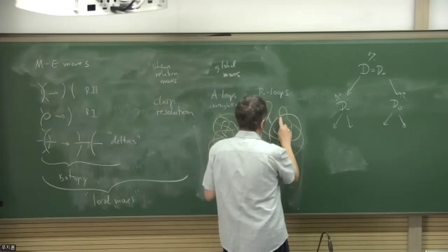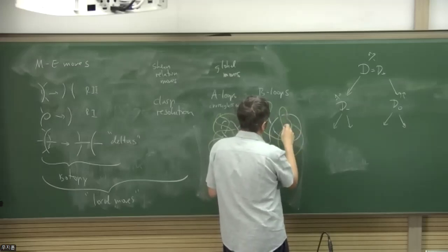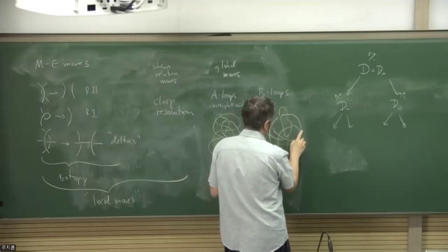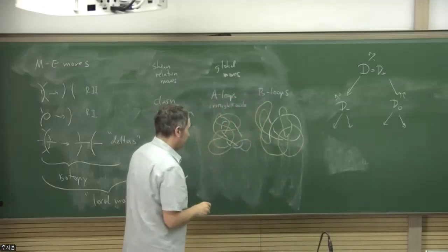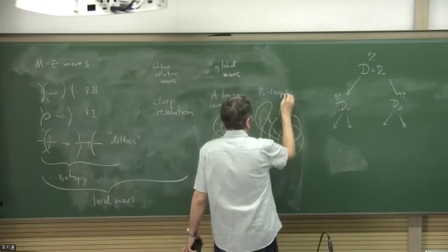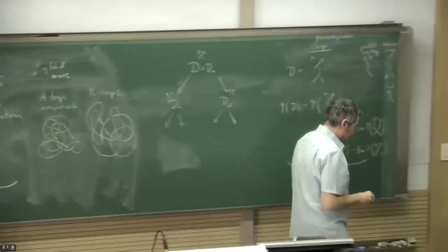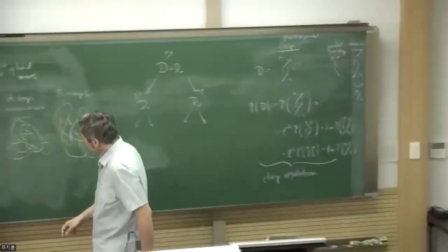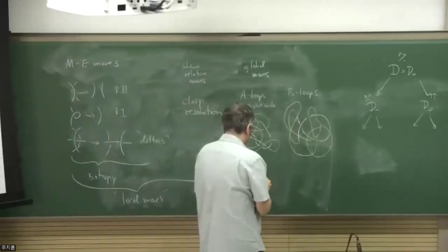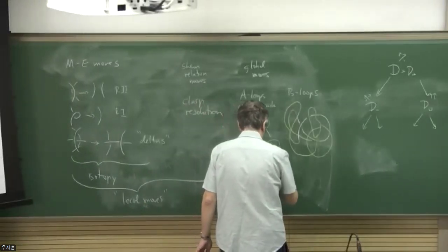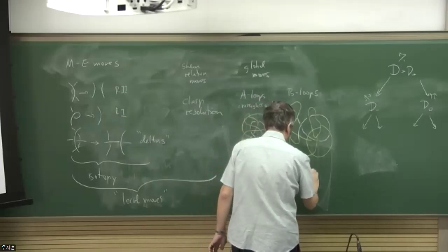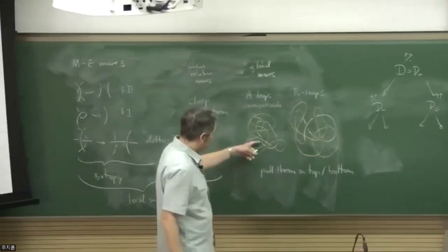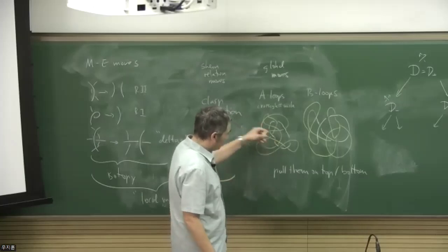And then let's say this will be below, or maybe this will be above, and this will be below, something like that. Okay, so this is a type B loop, and for them you can use the skein relation to pull them on top or on bottom. So you see, if such a thing is below the rest of the diagram, you can always remove it.